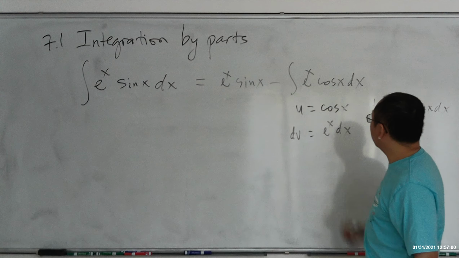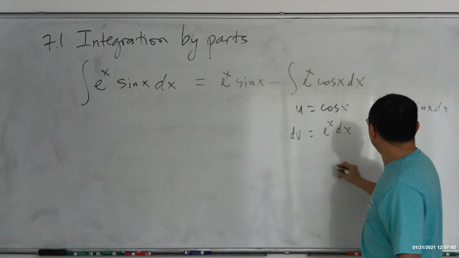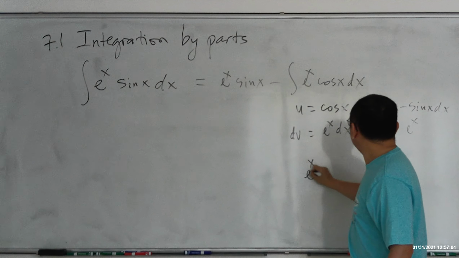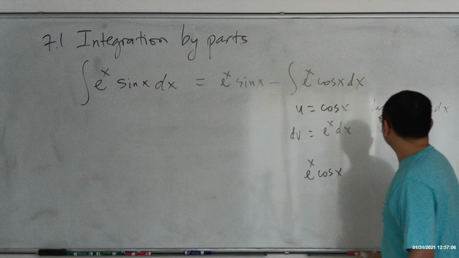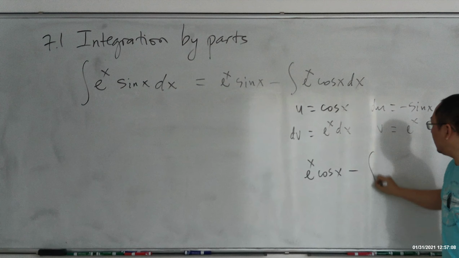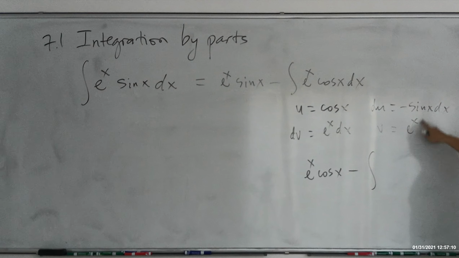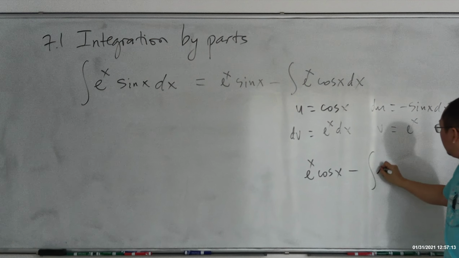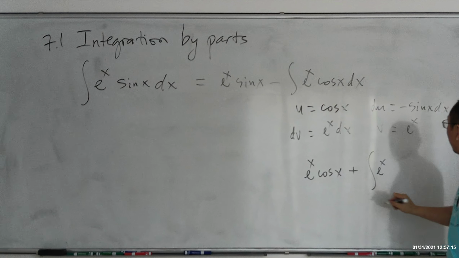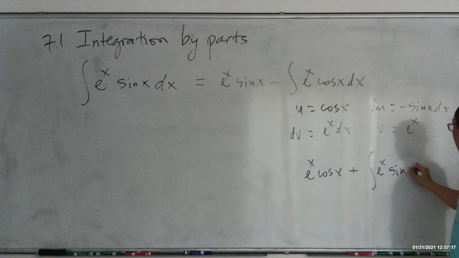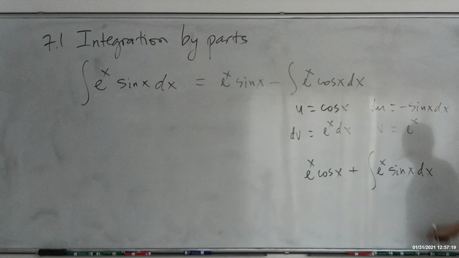So this integral right here is going to be u times v, e to the x cosine x, minus the integral of v du. So minus e to the x, and I have another negative that becomes positive, right? Sine x dx. You see what happened again? It gets back to the integral of e to the x sine x.